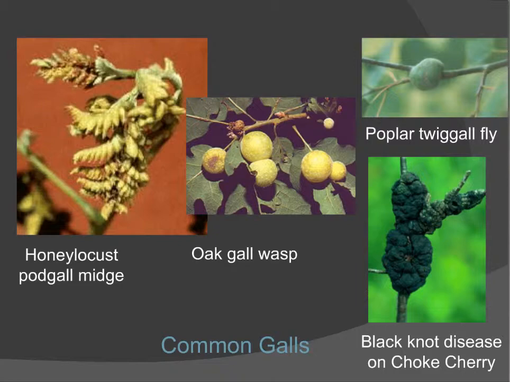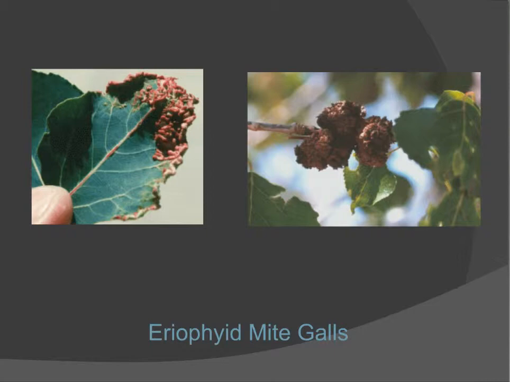Mite galls, generally on cottonwoods and for the most part elms, you get sort of this reddish leathery or red balls of tissue that is pretty distinctive for mite galls.